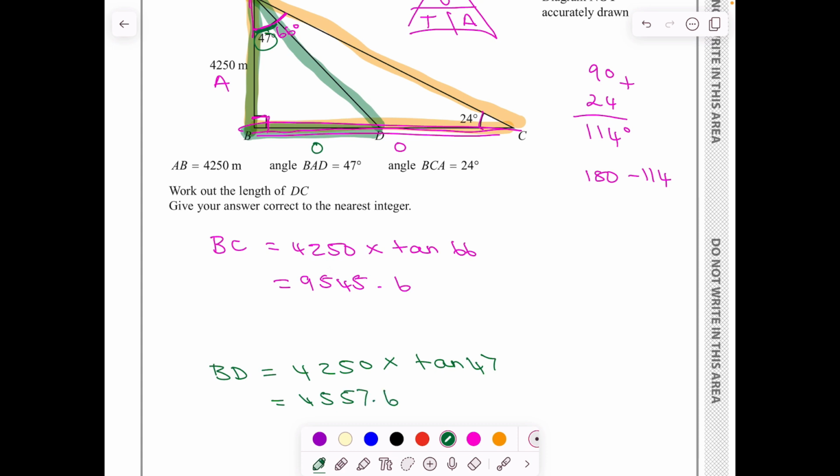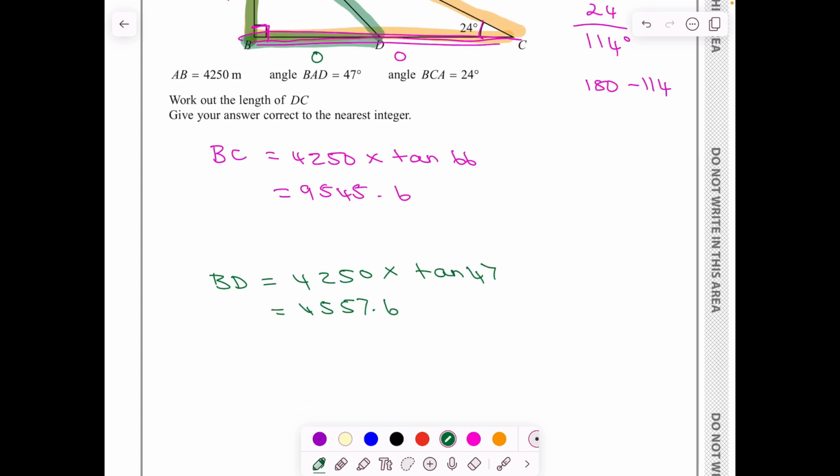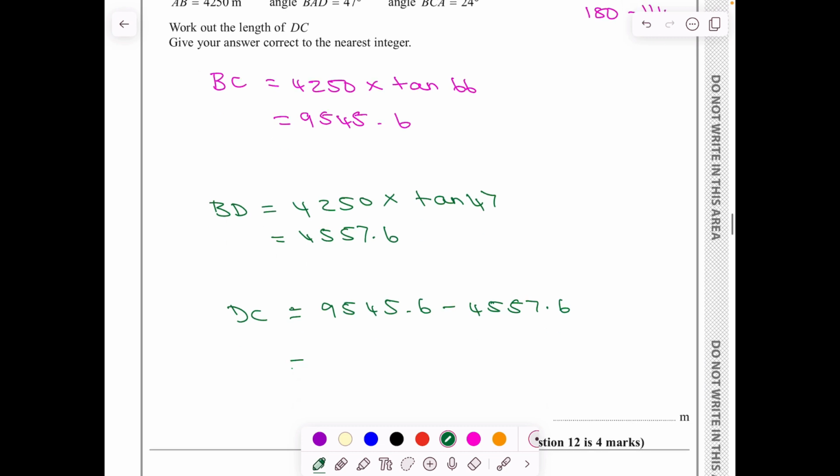That gives us 4,557.6. And then it's a simple case of, to find DC, I'm going to subtract from the whole length. So the whole length, remember, is 9,545.6. And from that, I'm going to subtract this little bit that I found here, 4,557.6, and that will leave just DC. That leaves me with 4,988 metres for DC.